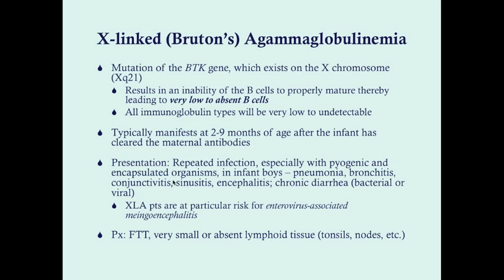Pneumonia, bronchitis, conjunctivitis, sinusitis, encephalitis, chronic diarrhea, which can be bacterial or viral. Now, these children are also susceptible to enteroviruses, like echovirus or Coxsackie virus. And echovirus can cause a really, really bad meningoencephalitis. So these children with X-linked Agammaglobulinemia are at risk for what's called enterovirus-associated meningoencephalitis.